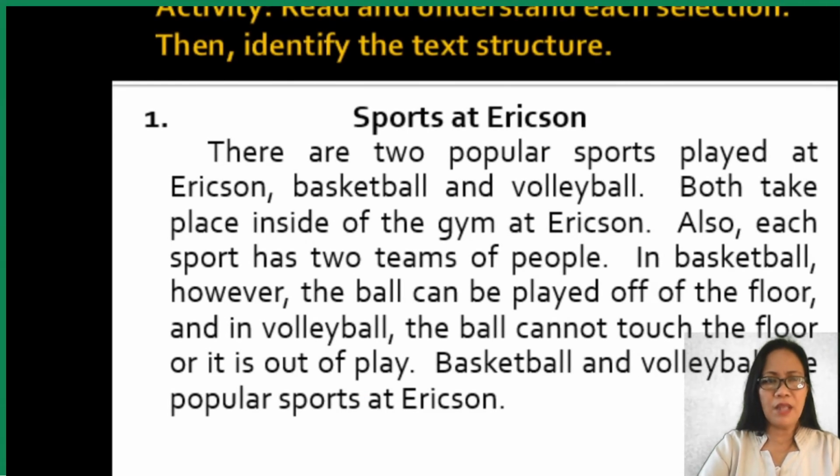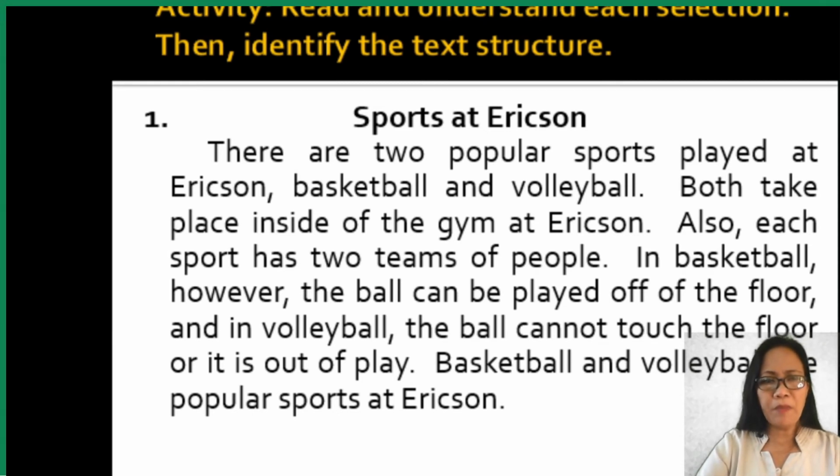Now let's have some activities. Read and understand each selection, then identify the text structure. The first one is Sports at Ericsson. I am going to read the selection and then you identify the text structure.